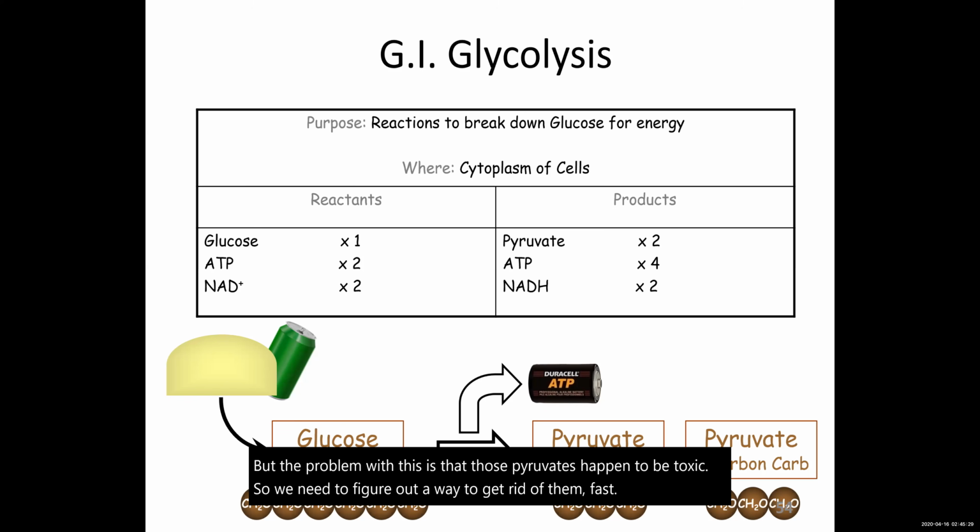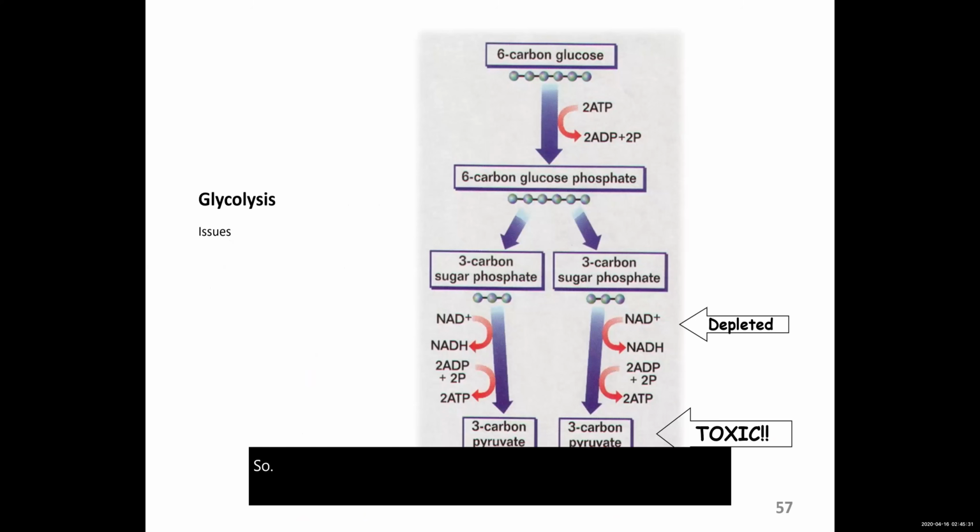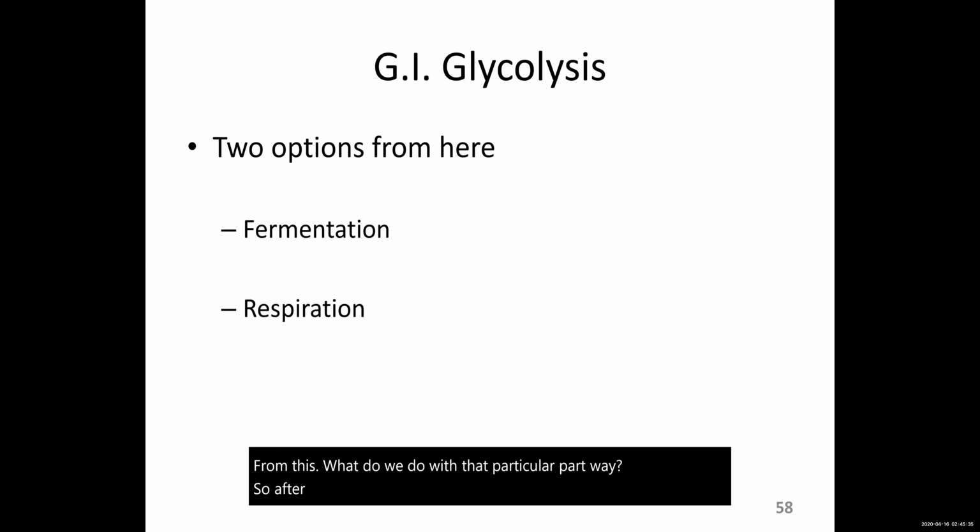So from this, what do we do with that particular pyruvate? After glycolysis, we need to get rid of it. There are two versions that we're going to teach you on how to get rid of it classically. The first is called fermentation, and the second version is called respiration. We're going to look at both in order.